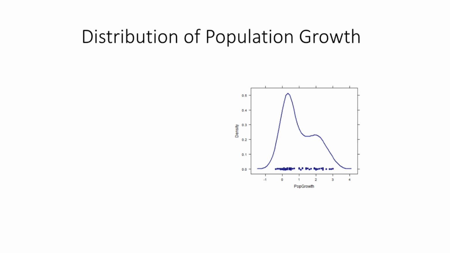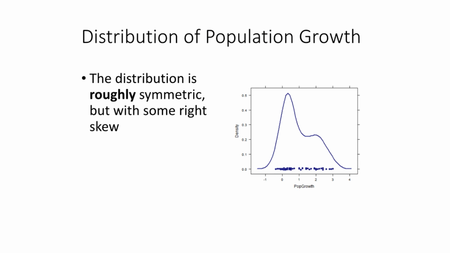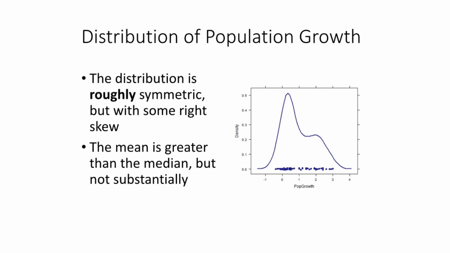If we look at the distribution of population growth in our data set, it's roughly symmetric. There is some right skew, so we'd expect that the mean might be a little bit higher than the median, but not substantially so. And you can also see the distribution is slightly bimodal. There's one really obvious peak, so there's one numerical mode, but there's a smaller hump near the middle to high end of population growth percentage.